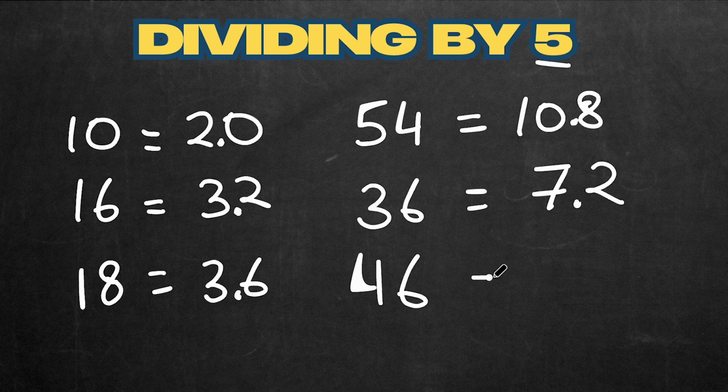And the same for 46. When 36 is 72, 46 will be 82. Think about it. No, it will be 92. Right? So 46 divided by 5 is 9.2. How cool, right?